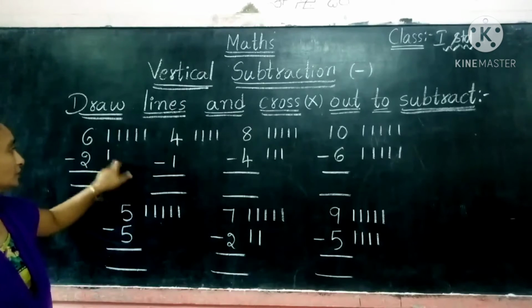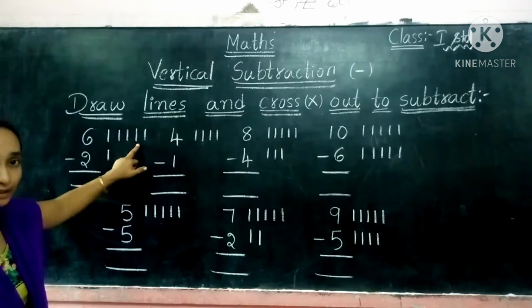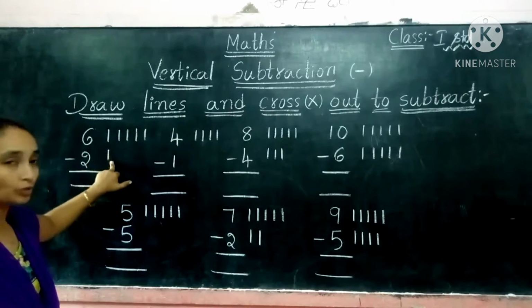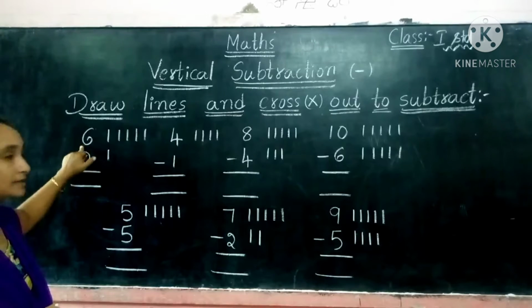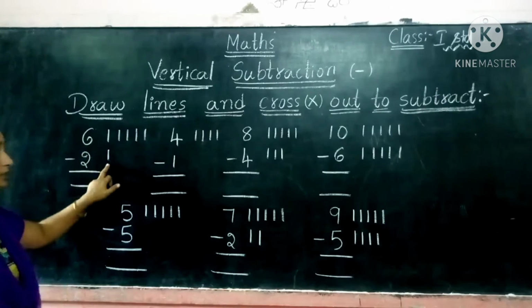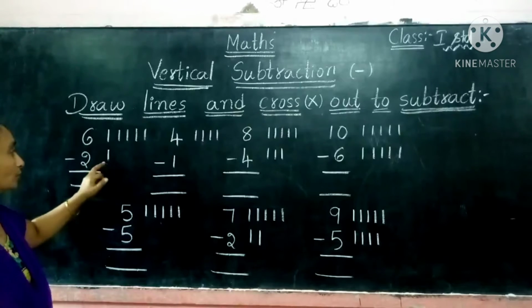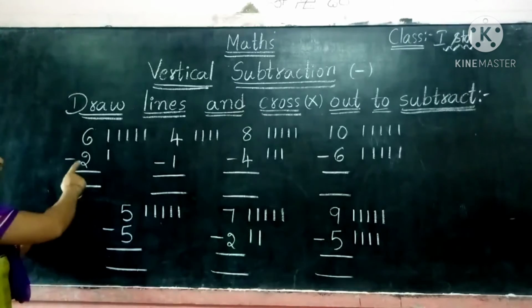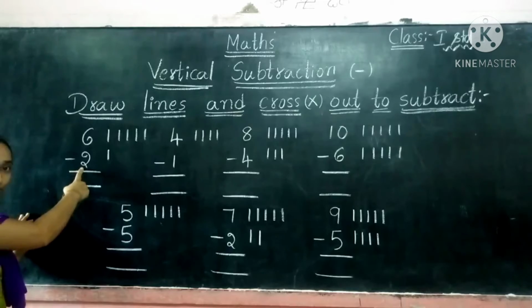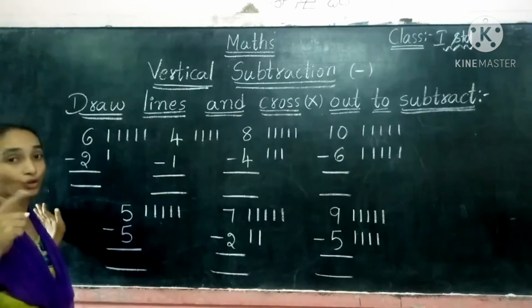So here we can see, children, the 5 lines I have drawn here. And one more line makes 6. Here the number is 6, so one more line I have drawn down here. So 6 are there. Now what should we do? The second number is minus 2. So we have to cross out 2.